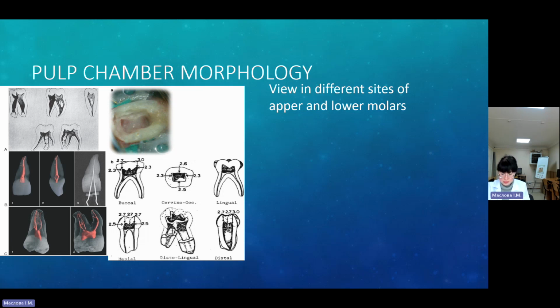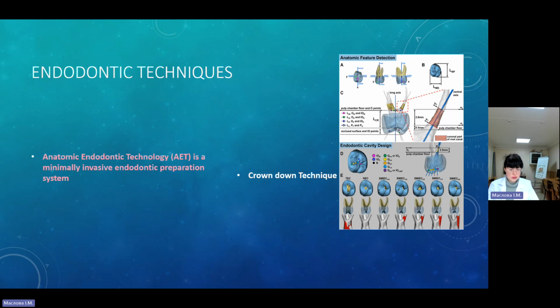What about root canal treatment techniques? The anatomic technique is the best technique for the root canal instrumentation. RCT in primary teeth may be completed in one visit. It's very important and necessary for understanding, due to the age of the children with primary dentition.